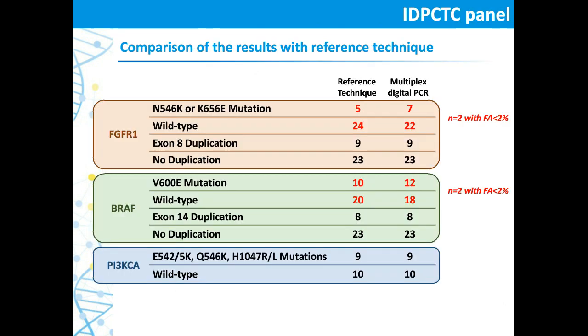We also compared these results with reference techniques. This assay was performed at the Hôpital Marseille. The correlation was quite good, except for 2 samples that were mutated for FGFR1 using multiplex digital PCR and not using the reference techniques, and the same for BRAF. Those samples had a low abundance frequency of mutation. So this highlights that digital PCR is quite sensitive compared to other techniques.